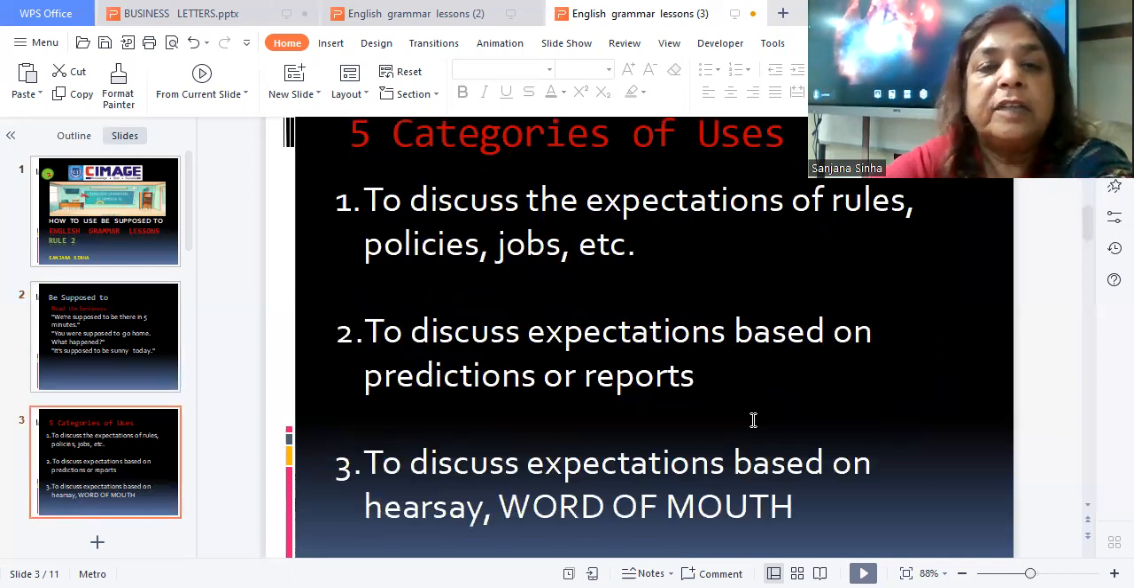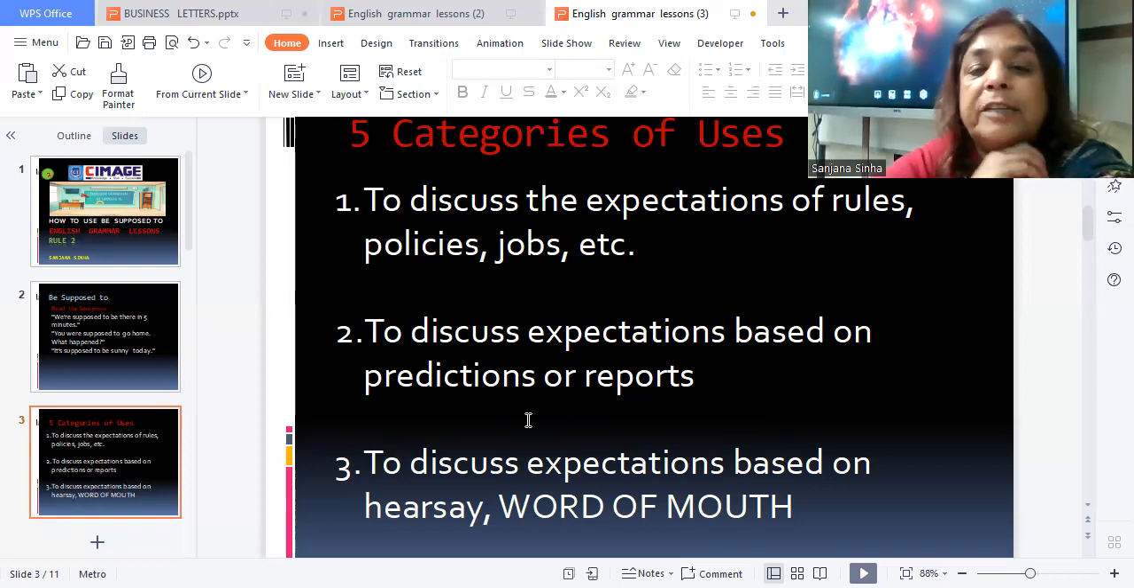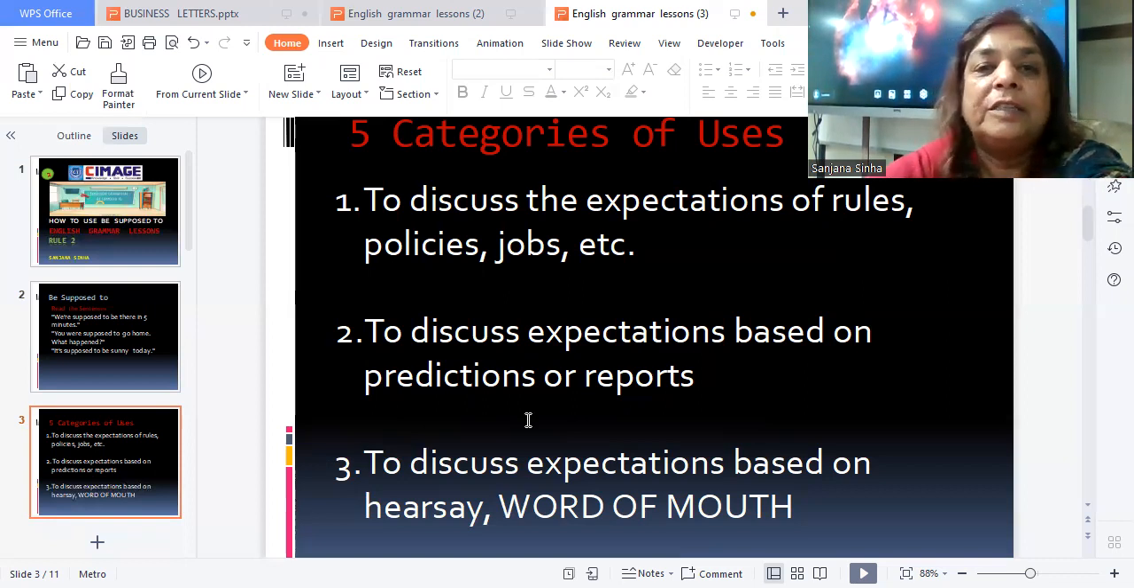The first category discusses the expectations of any policies or any job. The second we'll take up today is to discuss the expectations based on predictions or reports. For example, the weather report, or some predictions or some report about a movie or a college, or a feedback, something which has been talked about. The second rule is the expectations, your predictions based on the reports.